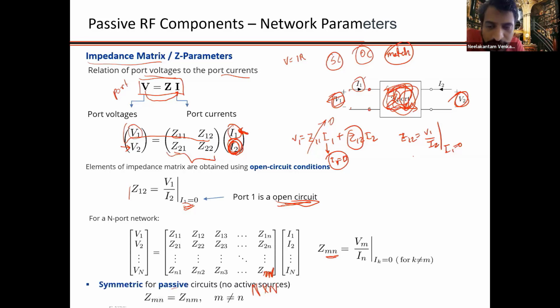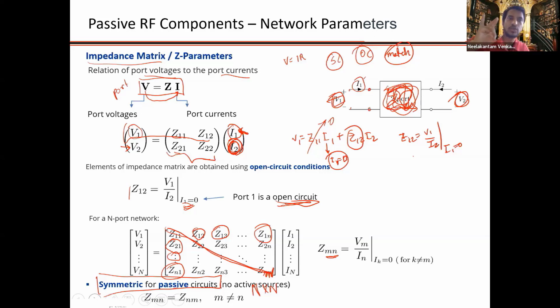For passive circuits, this matrix is a symmetric matrix. That means this term is the same as this term. This term will be the same as this term. This term would be the same as this one, and so on and so forth. That is true for a passive circuit. That means how I1 influences V2 is the same as how I2 influences V1, because it's a symmetric matrix.